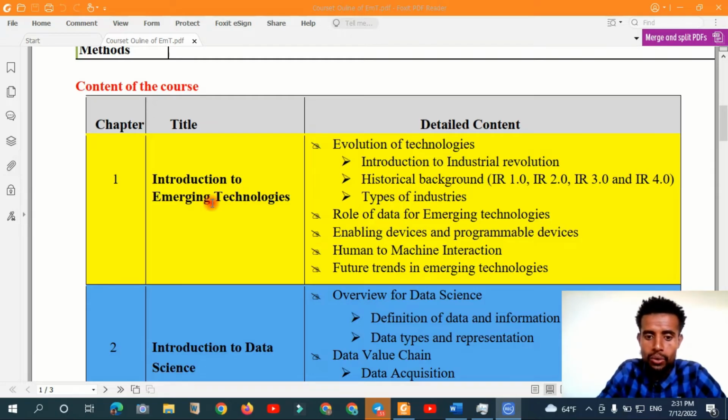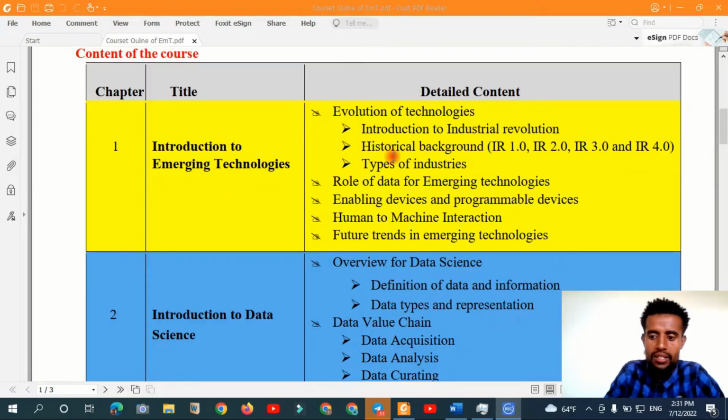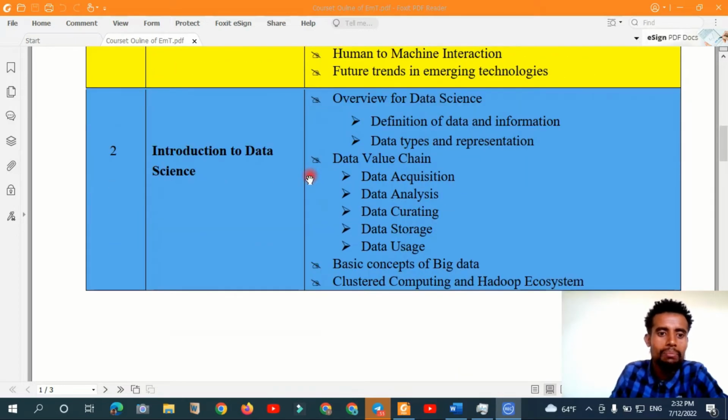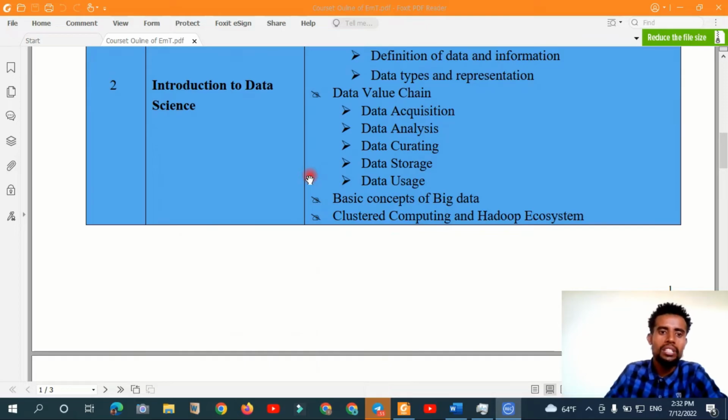Next to that, we'll see also future trends in emerging technologies. So you will learn all these subtopics under chapter 1, or under introduction to emerging technologies. Next to that, we have chapter 2, called introduction to data science.